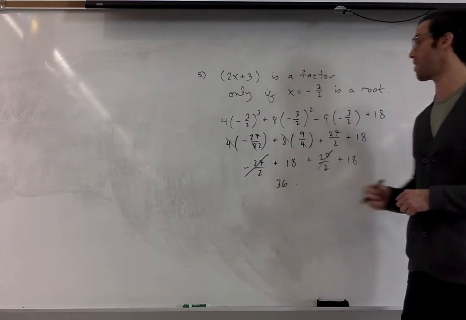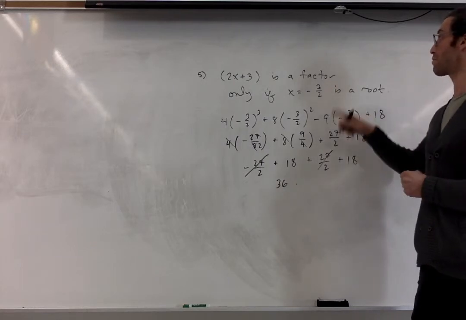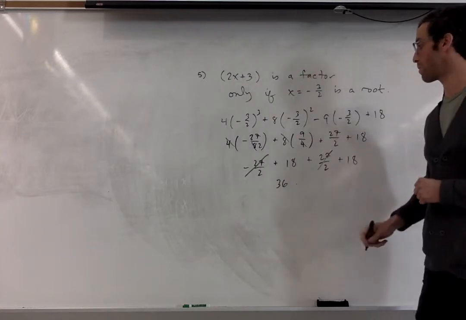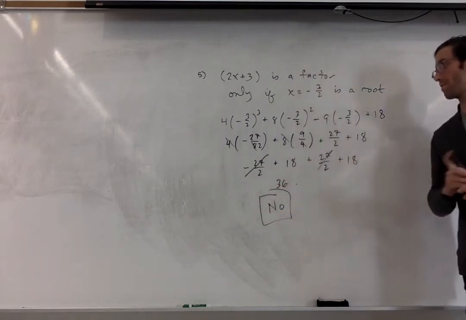You get 36. So that means that negative 3 over 2 is not a root, right? This is not a root, so this is not a factor. 2x plus 3 is not a factor. No. Right?